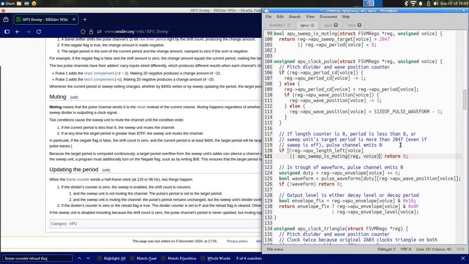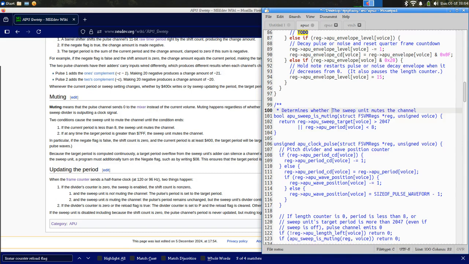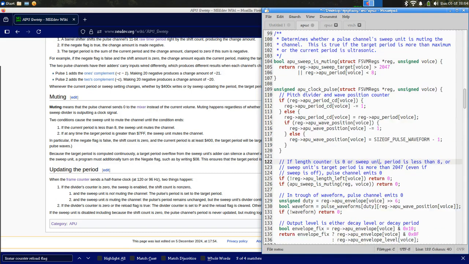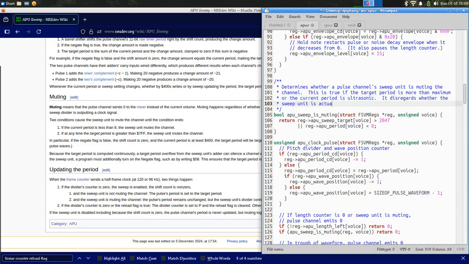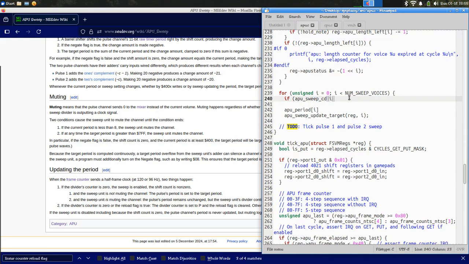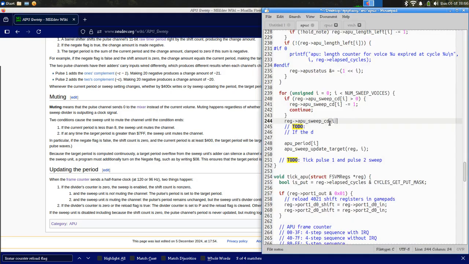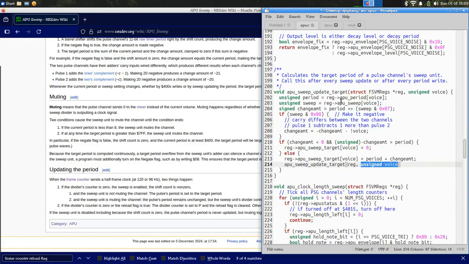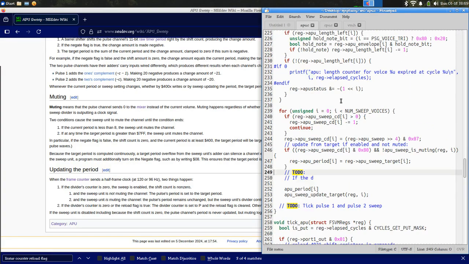Even if sweep is turned off, it can still mute the channel. A lot of games' sound drivers don't account for this and can't play notes in the lowest octave below A at 110 Hz. Sweep has a period divider, like envelope. Sweep updates the period if enabled and not muting the channel. Tomorrow I'll get to see if sweep did anything.